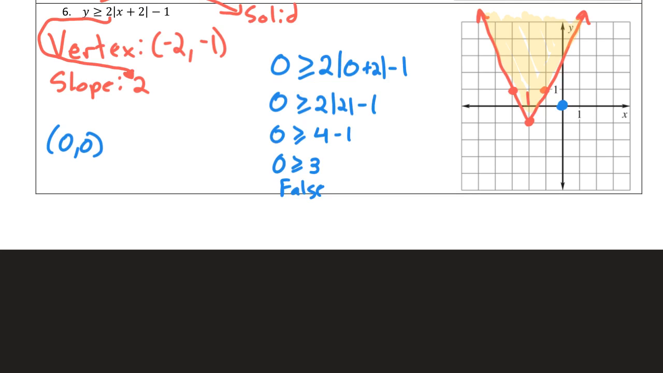I tested the point 0, 0 because I know for sure that doesn't fall on my boundary line. And I tested that as a solution. It turned out to be false. So instead of shading the outside of my V shape, I shaded the inside of my V shape. So it's about finding the vertex, finding out how wide or how narrow you make your absolute value graph, just the graph of the boundary, and then testing a point.